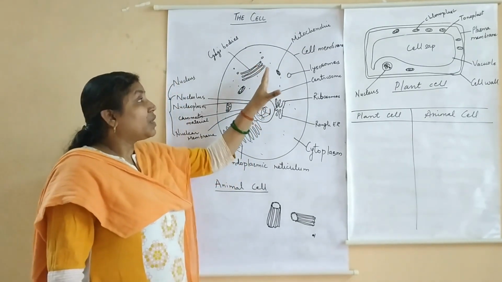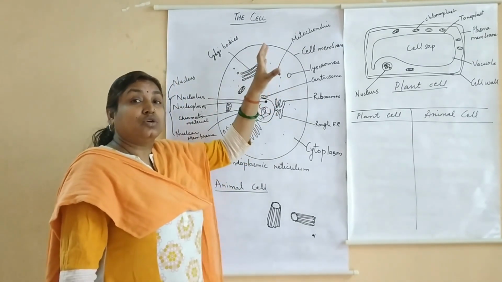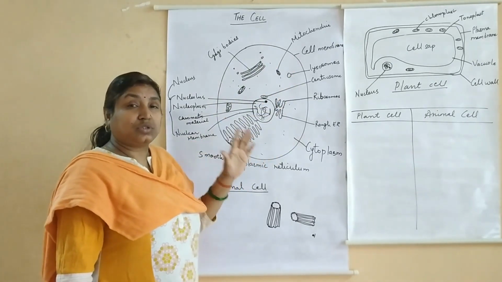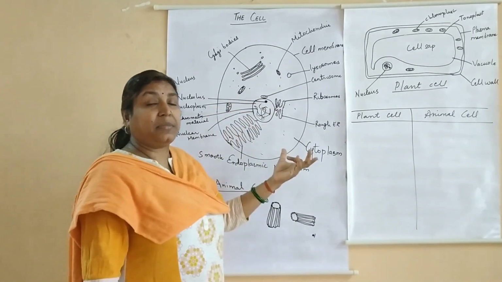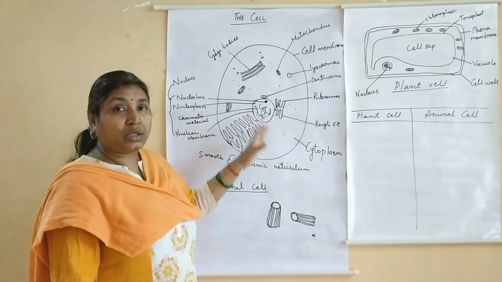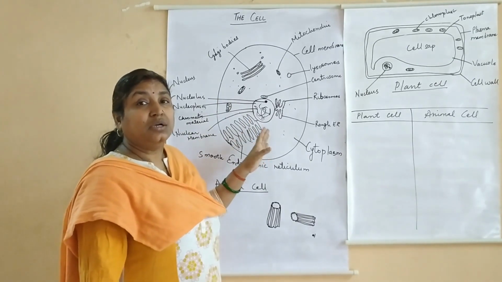So, lysosomes are also called suicidal bags. They are also called digestive bags because they digest all the dead organelles and microbes present in the cell.